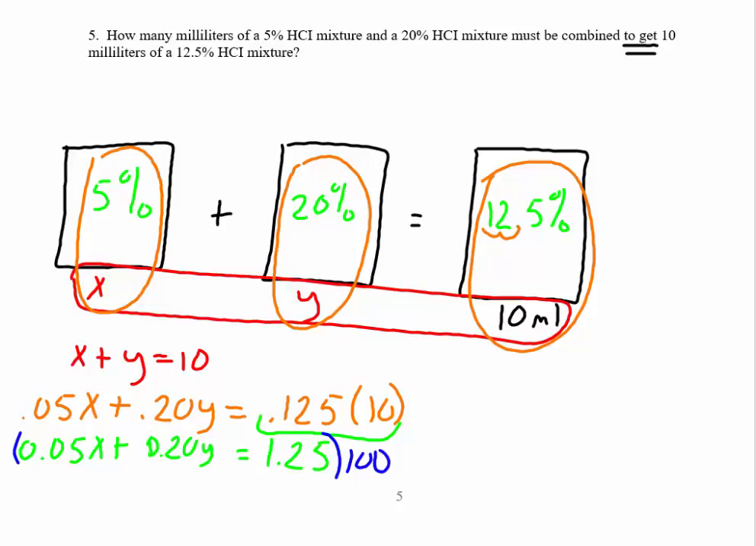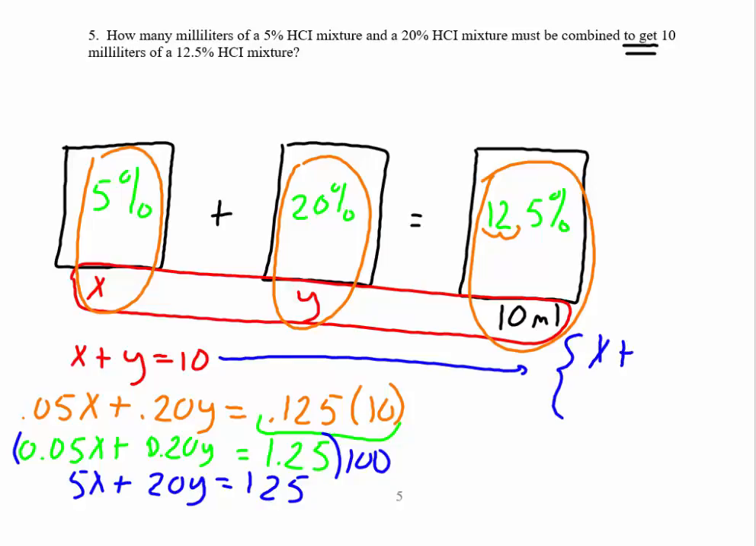So when we multiply by 100, that gives me a 5x. Multiply by 100, we get a 20y. Multiply by 100, we get 125. It's most likely nicer to work with an equation that does not have decimals, but if you want to, you certainly can. So the first equation that we found was x plus y equaling 10. Again, that came from just the amounts. The second equation is now 5x plus 20y equaling 125.